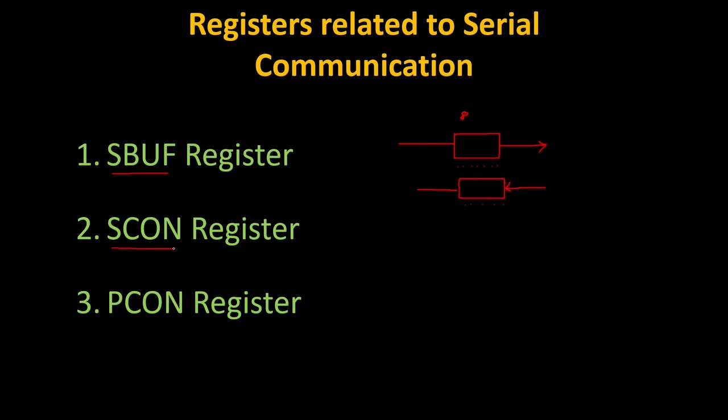SCON register is used to control your serial communication, and PCON register is used to control the baud rate of your transmission. So in experiment number 1, SCON is more than sufficient, which means your TCON register, if it is not initialized, is going to have the data of 0, 0. We will understand why it is 0, 0 and what it implies in the forthcoming experiment. But as of now, we will be using SBUF register and SCON register.